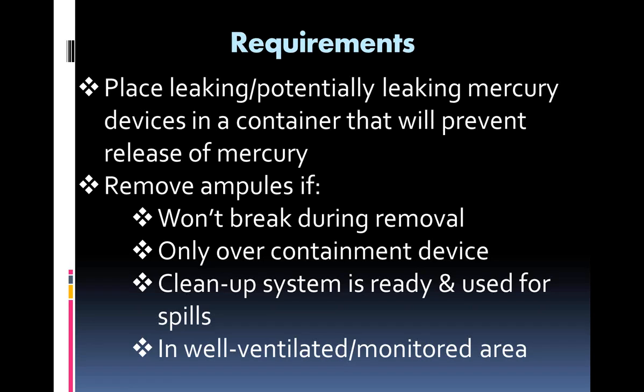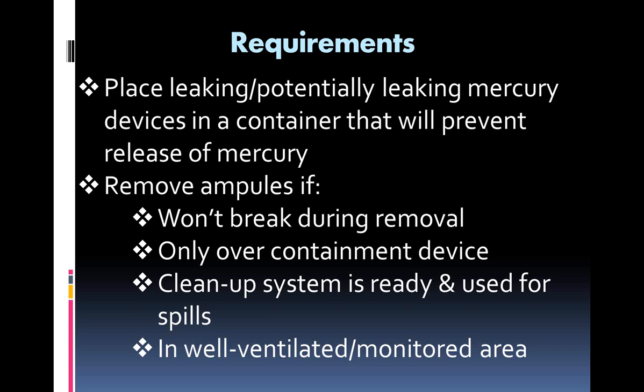Some other requirements for actually handling them. They need to place leaking or potentially leaking mercury devices in a container that will prevent the release of mercury. So that's pretty straightforward. If something's leaking, you put it in a container that's not going to leak so that the mercury won't get out. And then this next bit we'll talk about removing ampules. Ampules are just sealed vials with mercury in them. It's pretty basic.